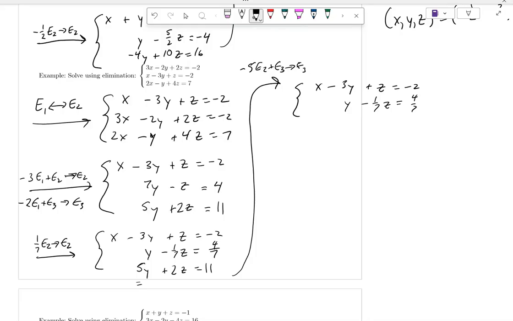Now I've got to do negative 5 times negative 1/7. That's going to be 5/7. Right? 5/7 plus 2. 2 is 14/7. So we get 19 over 7 when I'm done.